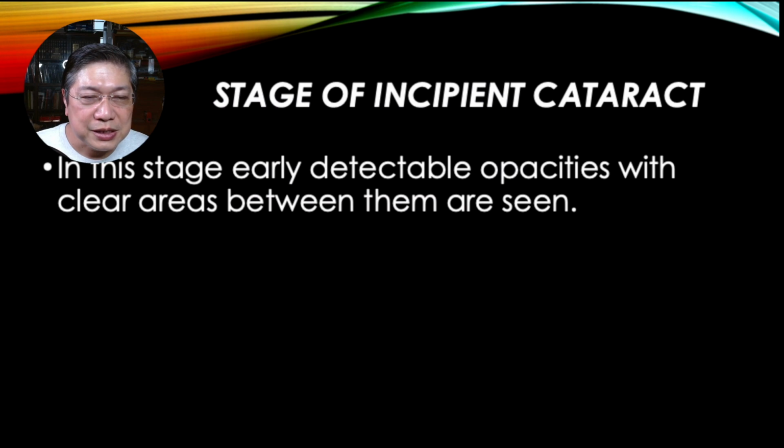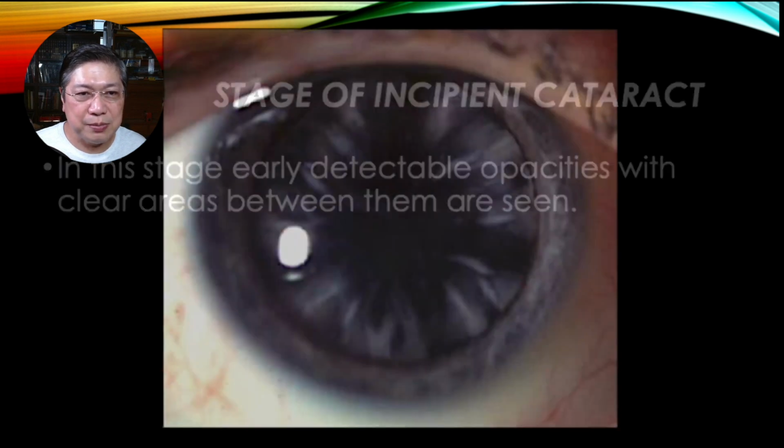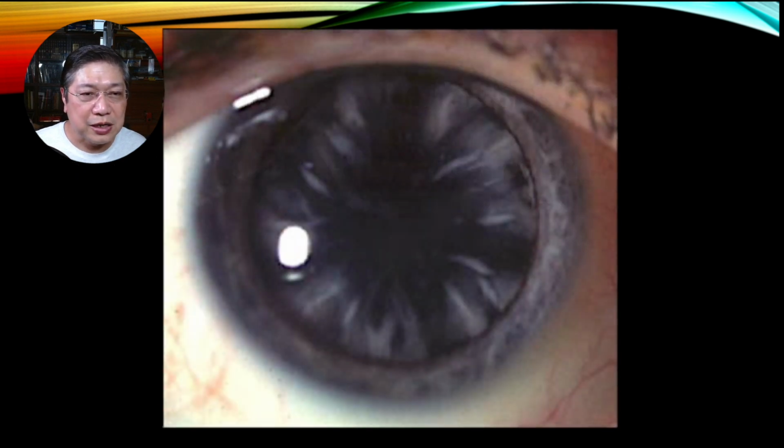But if it doesn't return, the next stage would be incipient cataract. That means it's very, very early. Now, you just see areas of opacity with clear areas that are visible in between them. So these are cortical cataracts. You can see the clear areas and the opaque areas. Usually, this starts at the sides of the eye or at the very edges.